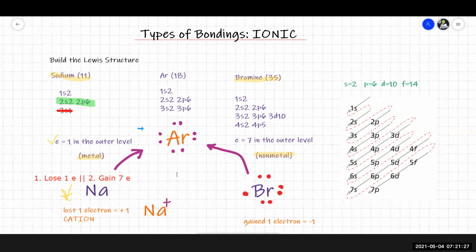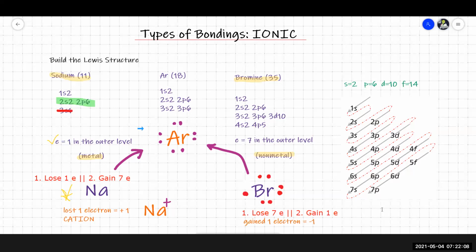Okay? Imagine that you had to pay for those electrons with energy. What do you think is easier? To lose one electron or to gain 7 electrons? To lose one. It's easier to lose one electron, that is true. Okay? Now, if you were bromine, what do you think is easier? To lose 7 electrons or to gain 1 electron? Gain one. Okay, so you understand the concept of gaining and losing very well.